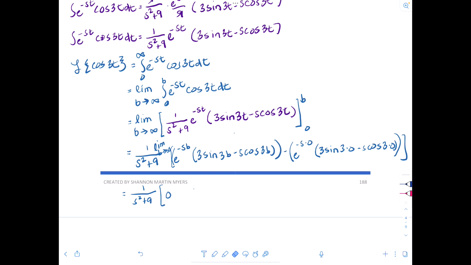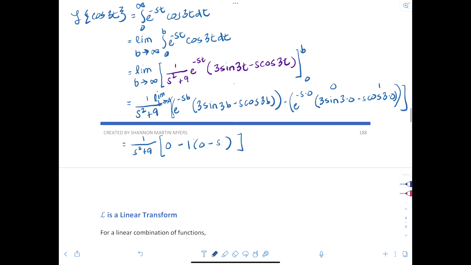Minus, notice that the second term doesn't have any limits, okay? So the limit of a constant is the constant. So e to the 0 is 1. Sine at 0 is 0. Cosine at 0 is 1. So we'll end up with minus 1 times 0 minus s times 1, which is s. And so at the end of the day, we will get s over s squared plus 9. Pretty cool, huh? All right.